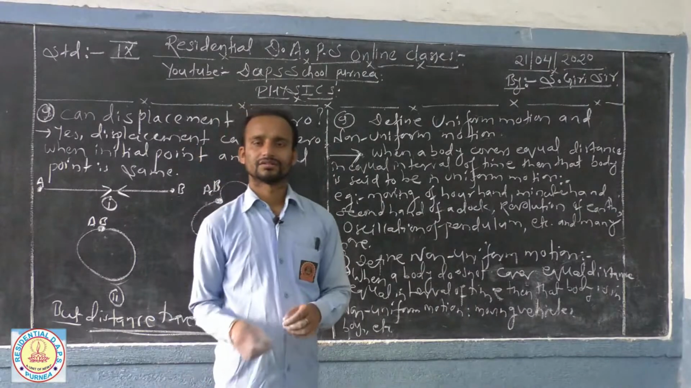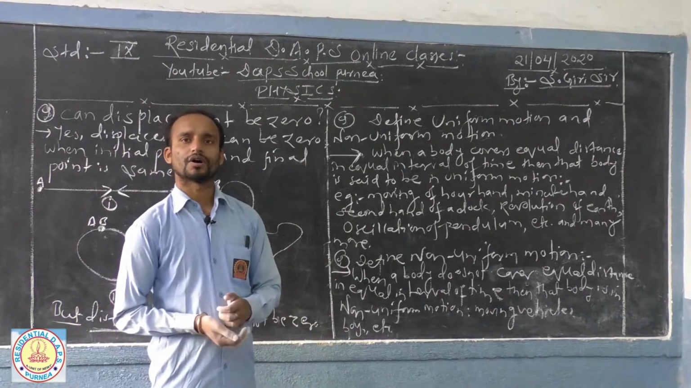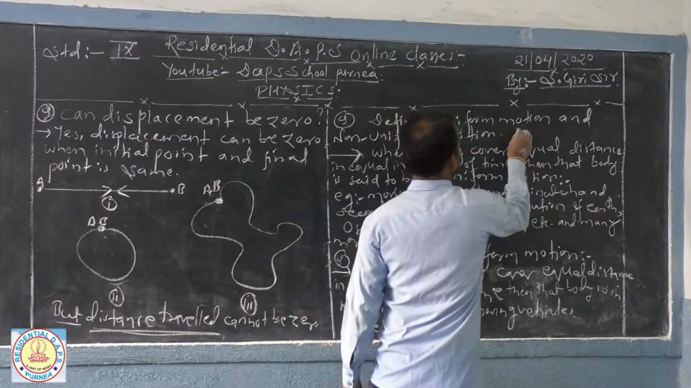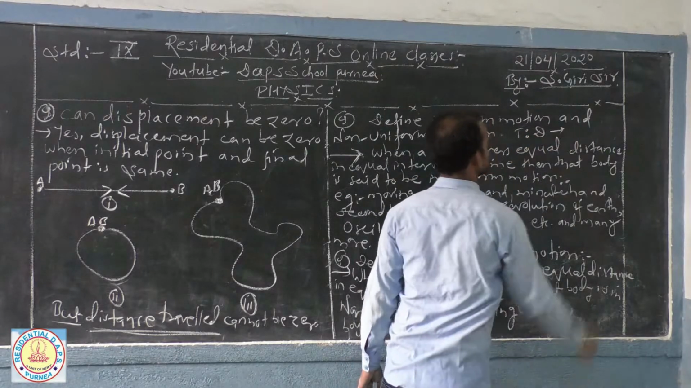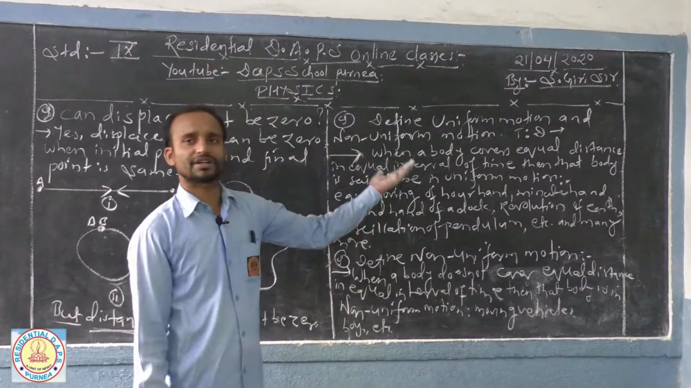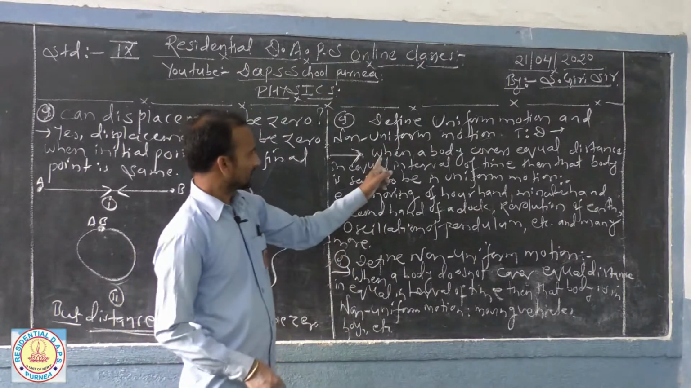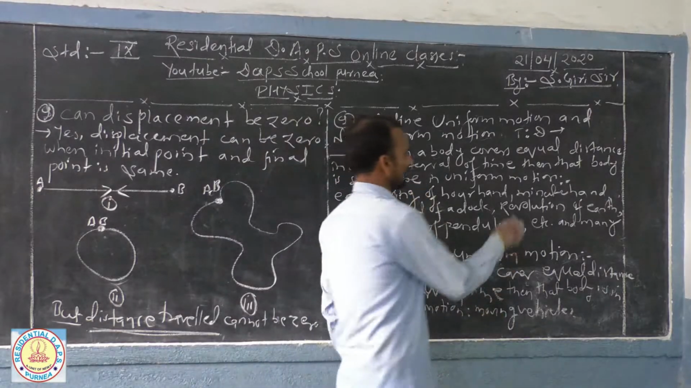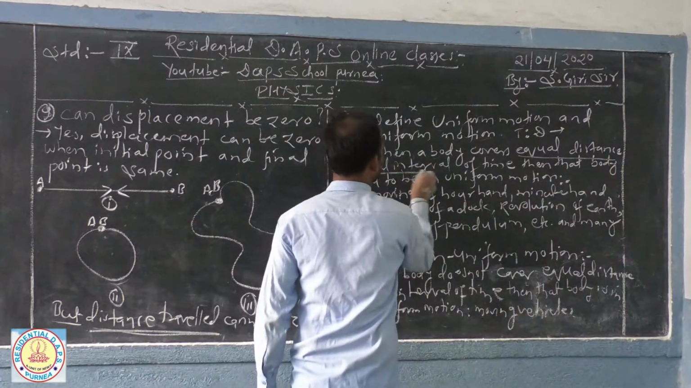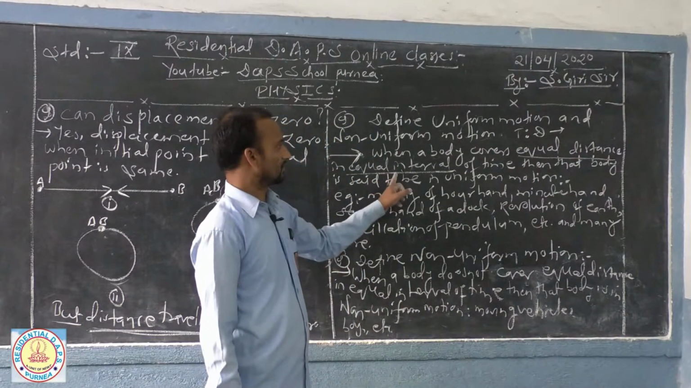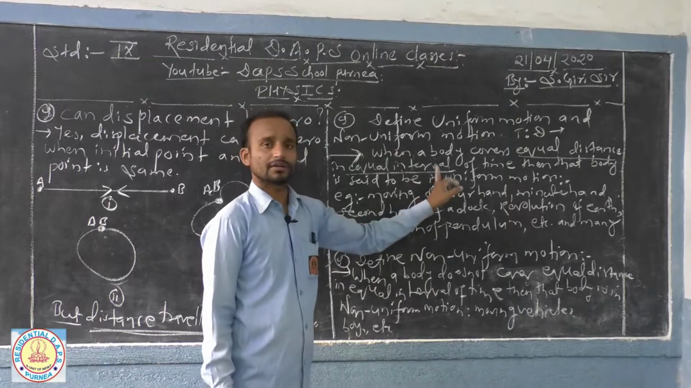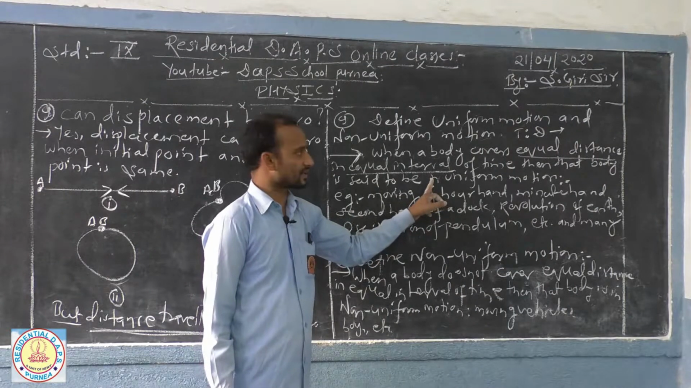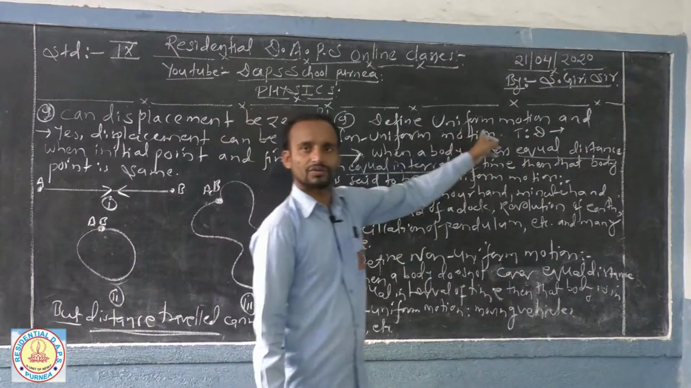Now the next topic is uniform motion, the types of motion regarding the ratio between time and distance. Means what is the ratio between T and D? For a particular time, what is the distance traveled? When a body covers equal distances in equal intervals of time, remember, equal distances in equal intervals of time, then that body is said to be in uniform motion. This body is moving at a fixed ratio of D to T.